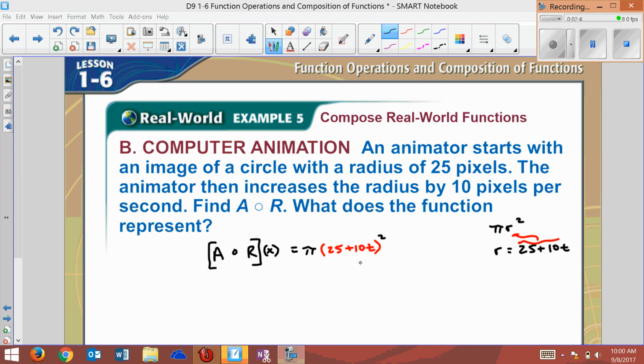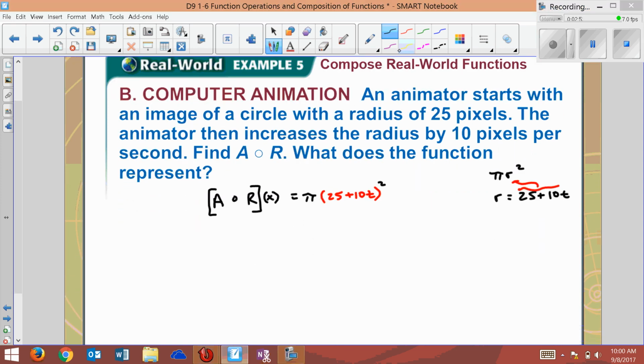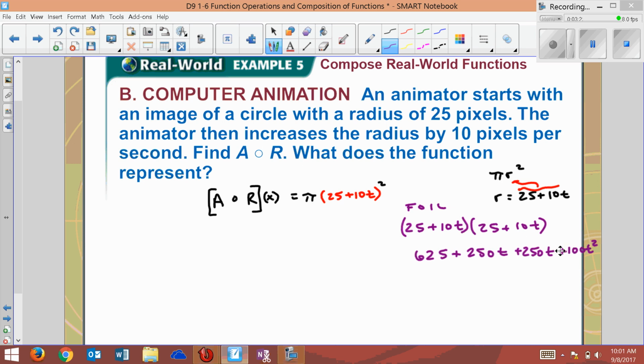Now we could FOIL this out if we wanted to, or we could just leave it like that. But I'm going to go ahead and FOIL it just because we're pre-AP, we can handle that. So we'd have 25 plus 10t times 25 plus 10t. When I FOIL, 25 times 25 is 625, plus 25 times 10t is 250t, plus 10t times 25 is another 250t, and then 10t times 10t is 100t squared.